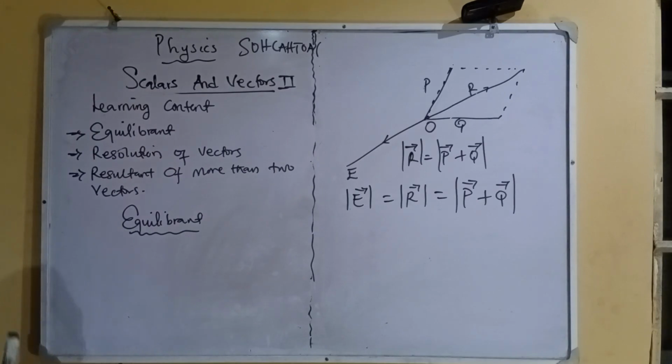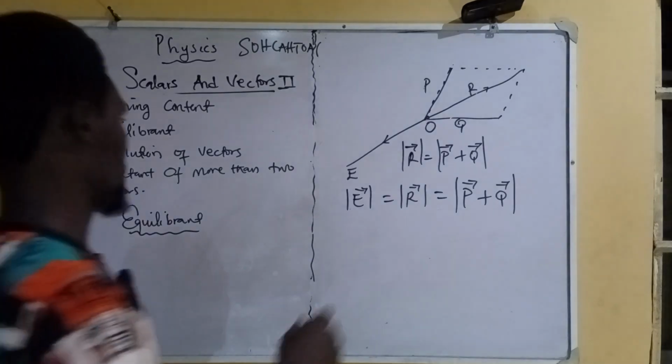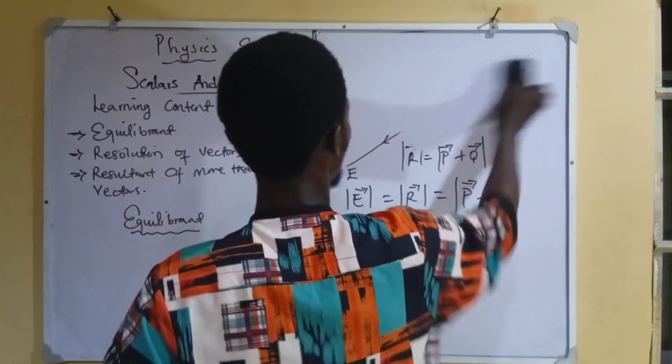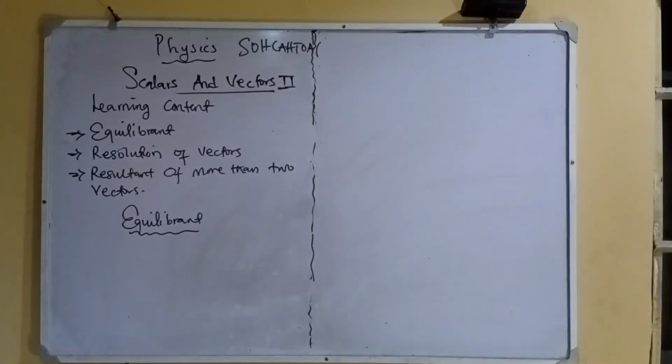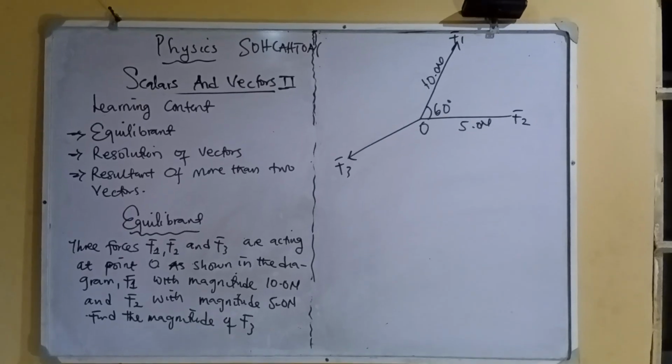So the next one, I have to bring up a question. Let me just write down a question and see how we solve questions under the equilibrium. Let's solve one question. Three forces F1, F2, and F3 are acting at point O, as shown below in the diagram. F1 has a magnitude of 10.0 Newton and F2 a magnitude of 5.0 Newton. Find the magnitude of F3.